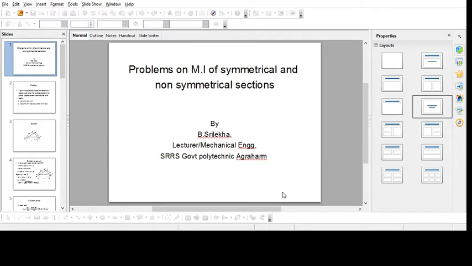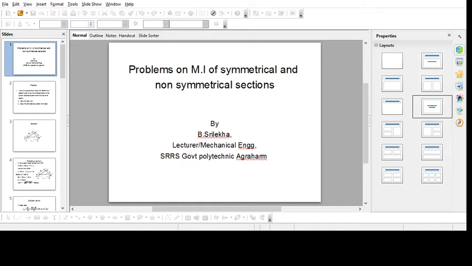Now, what is the h value? Substituting this in any of the equations, you will get the h value. h square is equal to 60 square minus x square, nothing but 60 square minus 36 square. So h is equal to the square root of 60 square minus 36 square. You will get a value of 48 mm.